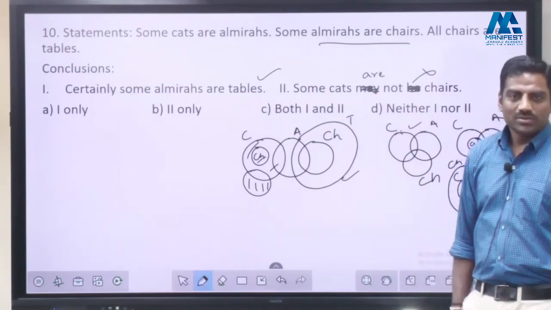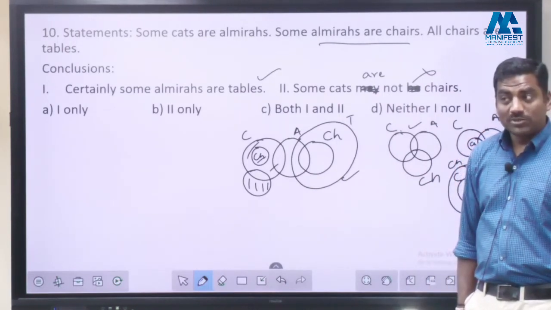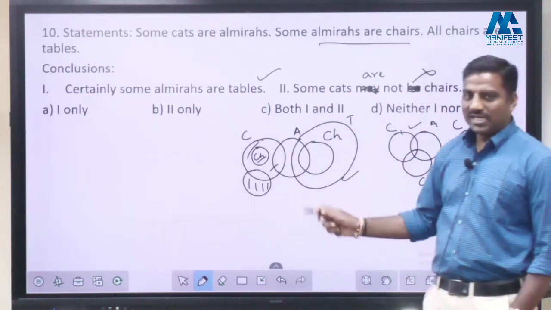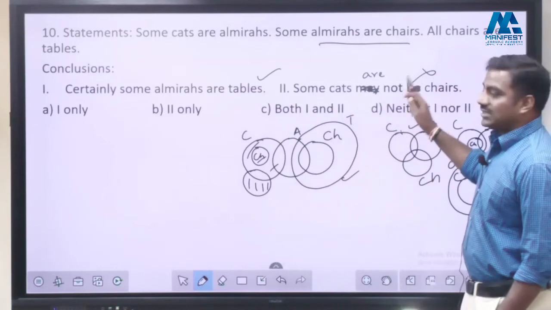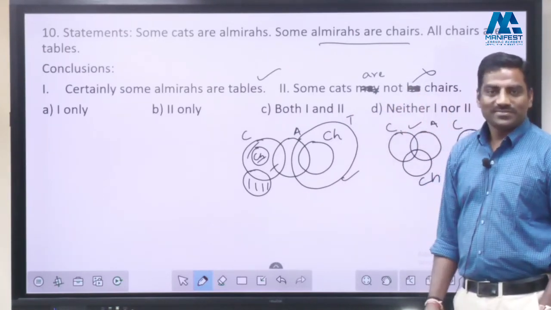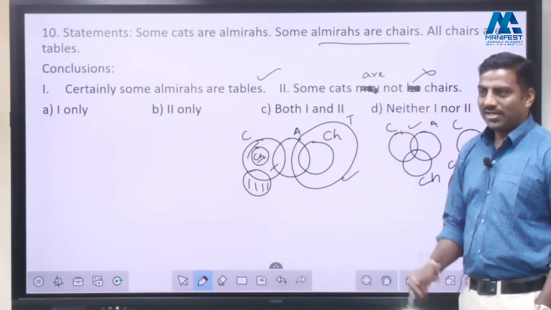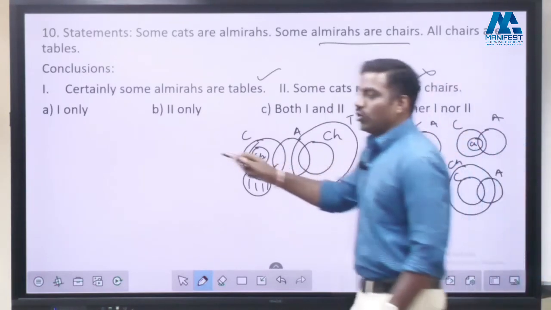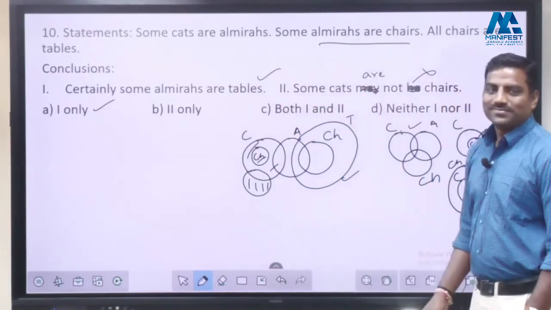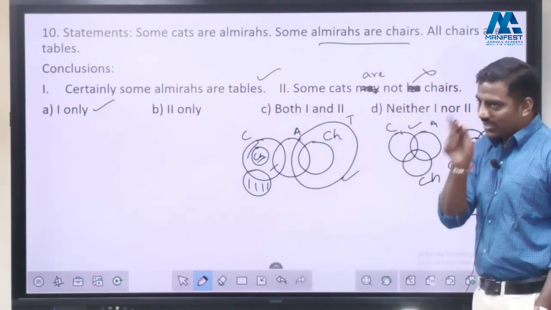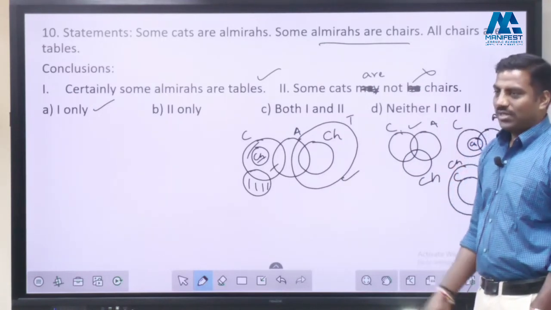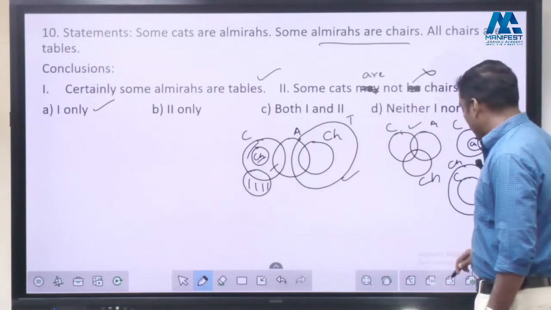Yes or no? If you have any objection, you can ask me again in the next class. Okay, let's see. So here, some cats may not be chairs, that is a wrong statement. You think over it, okay? You think over it. So for me, only one is the answer. See, wherever you get a question mark, you can always think over it later, but not now. We'll go to the next question.